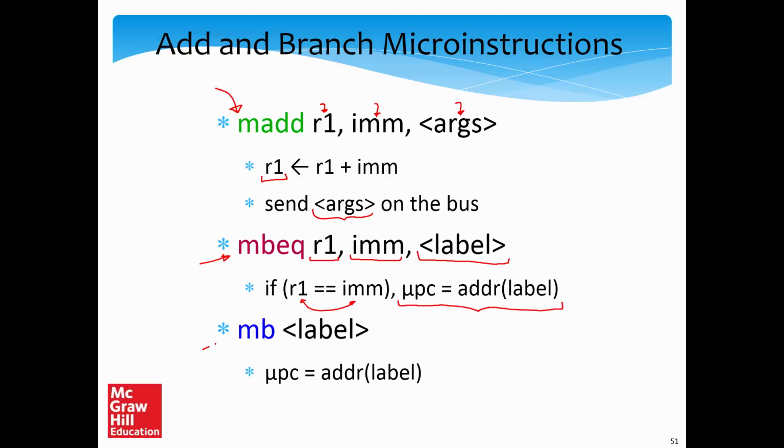We also have an unconditional branch MB, which just takes a label, and we set the micro PC to the address of the label unconditionally. So we introduced three new micro instructions on this slide: madd for a micro instruction addition, MBEQ, which is a conditional micro branch, and MB, which is an unconditional micro branch.